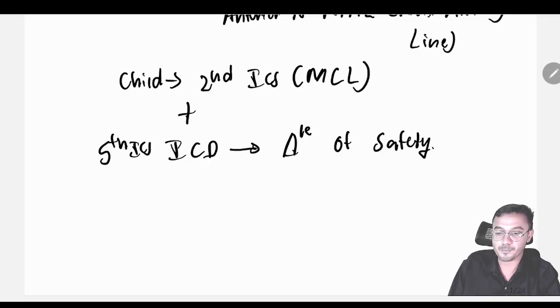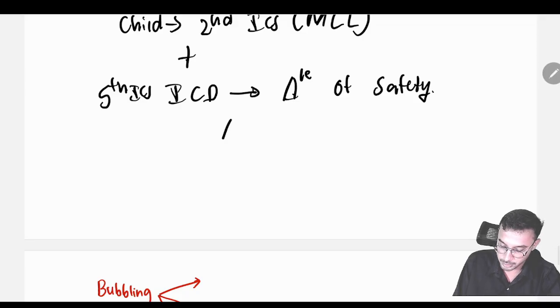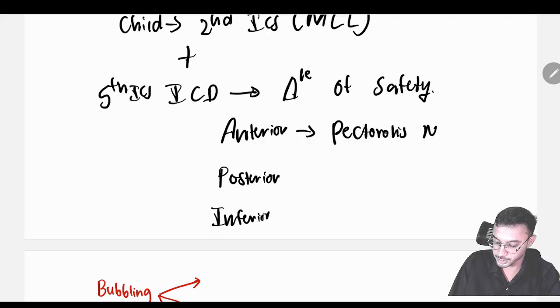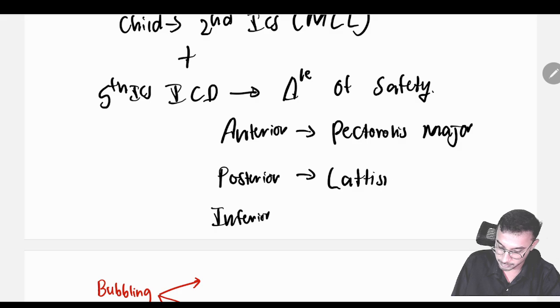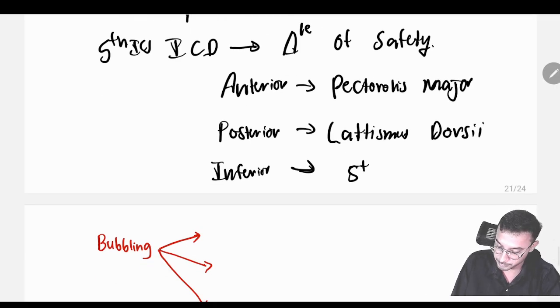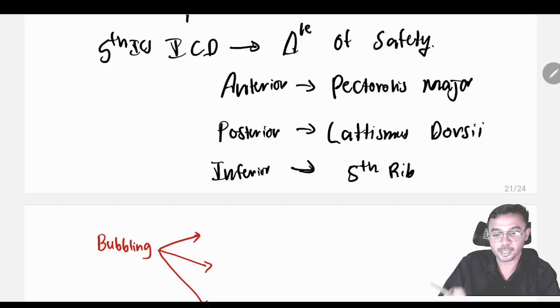Okay, so what are the boundaries of the triangle of safety? A, P, I: anterior, posterior and inferior. Anteriorly we have pectoralis major, posteriorly latissimus dorsi, and inferiorly the fifth rib. Anteriorly pectoralis major, posteriorly latissimus dorsi, inferiorly fifth rib.